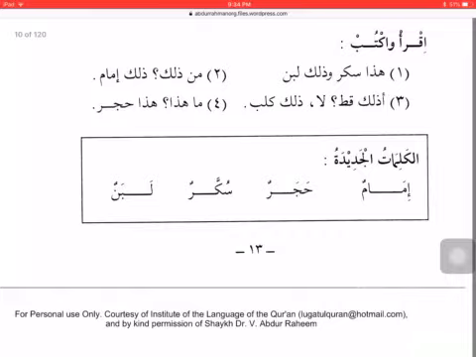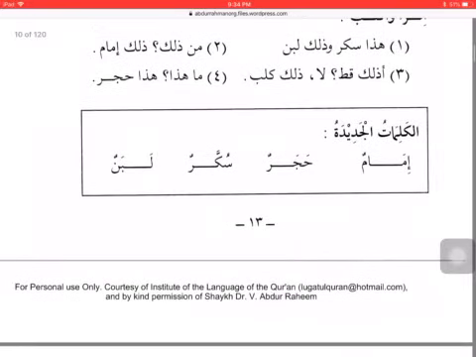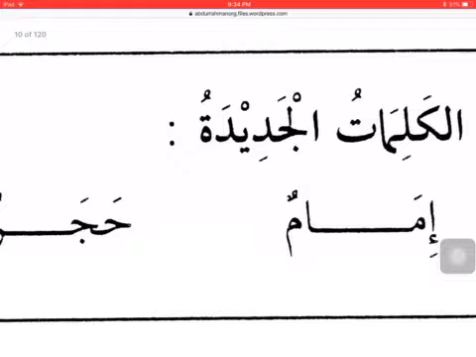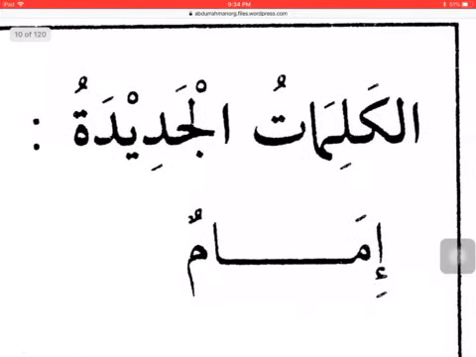The last block says al-kalimat al-jadida. Kalimat, another new word we are learning. In the grammar section, we learnt the word kalimah, and we said it means word. Kalimat is the plural of the word kalimah. It means words. At the beginning, I'm seeing alif lam, al. That means definite, the words. Al-jadidah. Jadid is new. Al-kalimatu al-jadidatu, the new words.